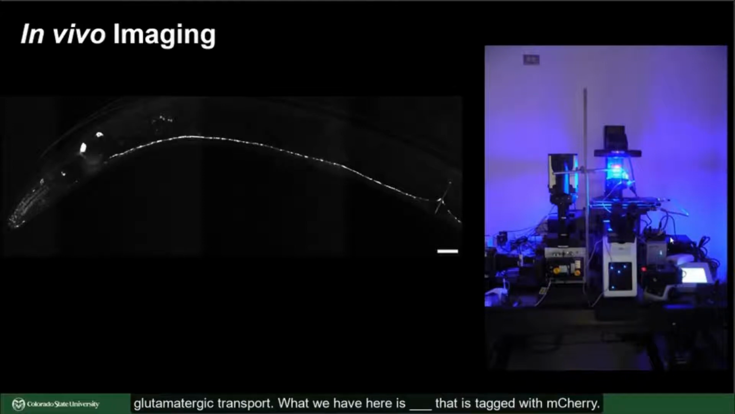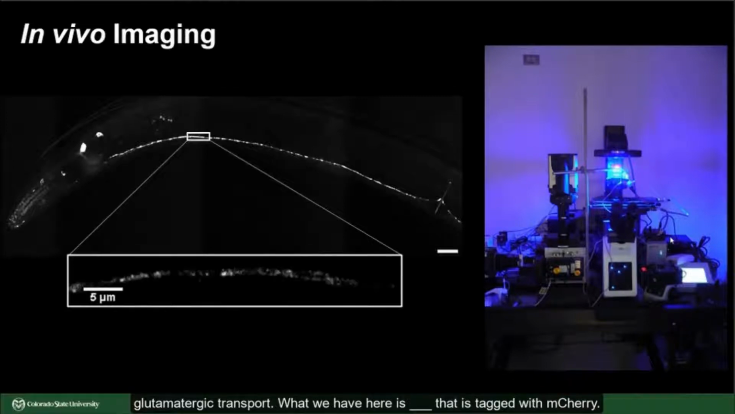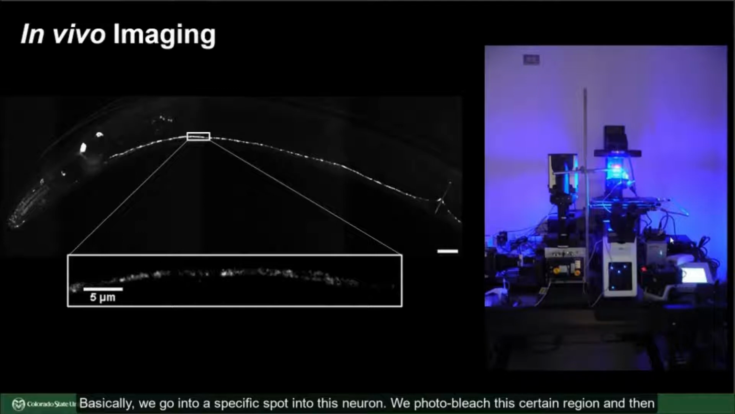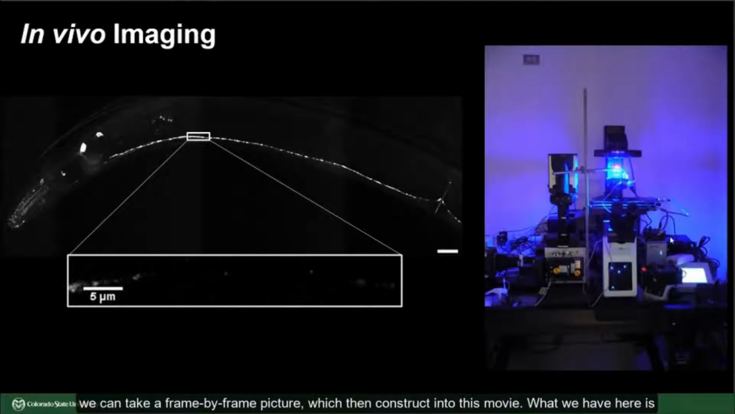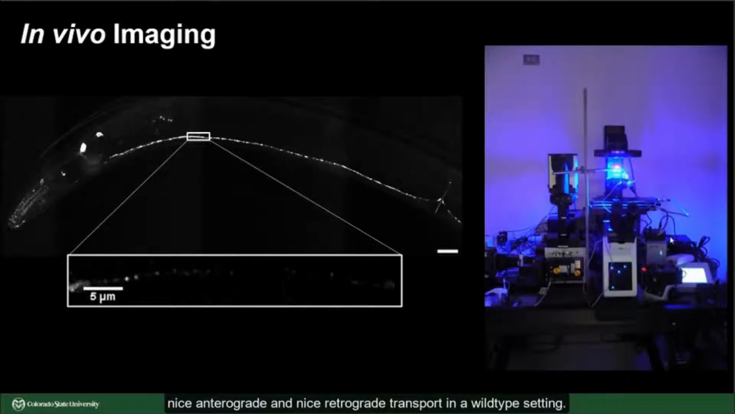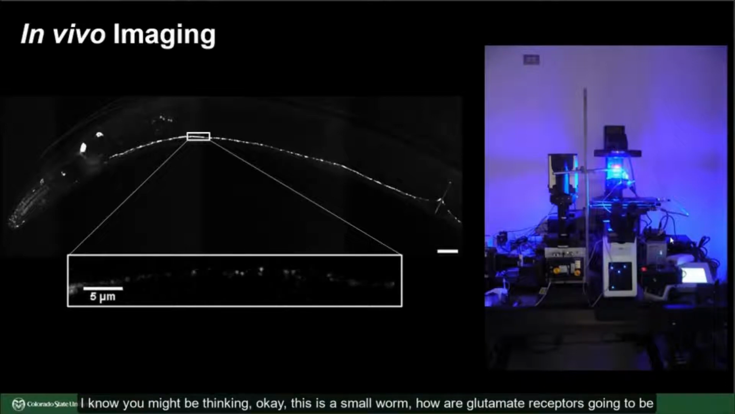So how do we look at, say, glutamatergic transport? What we have here is GLR-1 that is tagged with mCherry. We go into a region specific to this neuron, photobleach a certain region, and then take a frame-by-frame picture, which constructs this movie. Cool. So what we have here, as I mentioned, is GLR-1 transport. We have nice anterograde and nice retrograde transport here. This is in a wild-type setting.